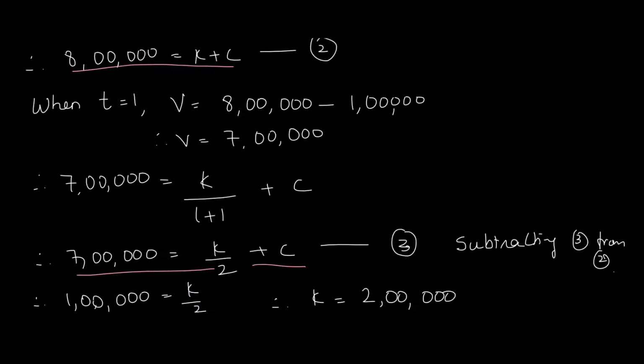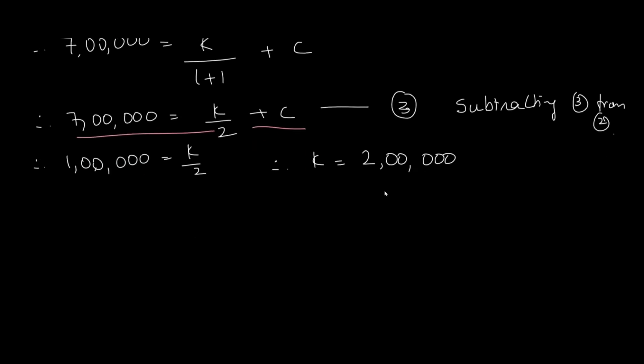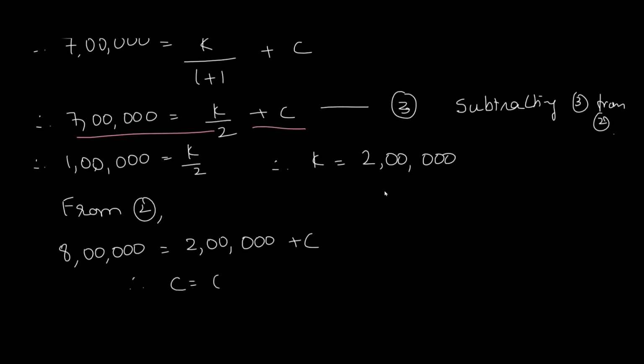Now what about C? From equation 2, we have 8 lakhs is equal to K plus C. And therefore, we write that over here. From 2, we have 8 lakhs is equal to K plus C. In this case, it will become 2 lakhs plus C. And therefore, C is equal to 6 lakhs. Subtracting and rearranging, writing properly, C becomes 6 lakhs.